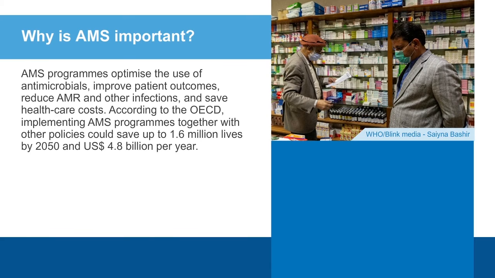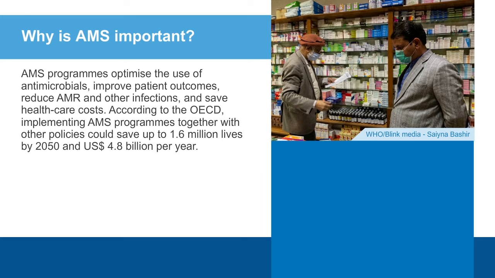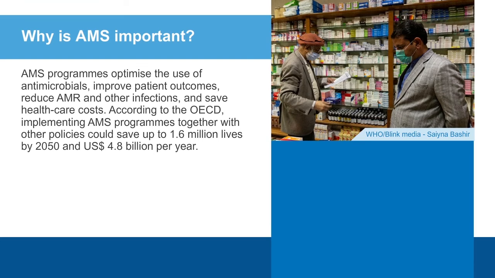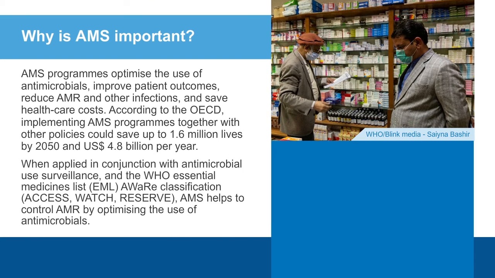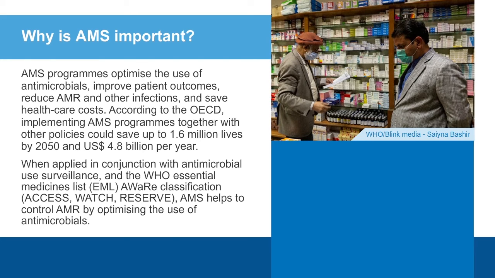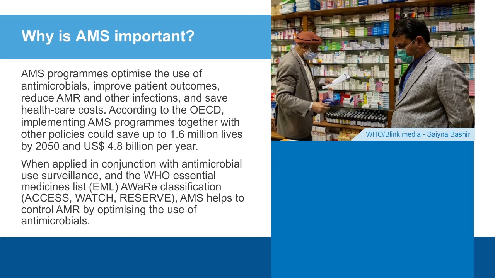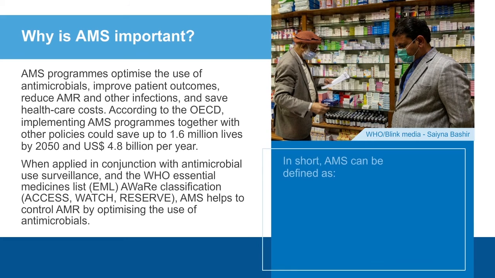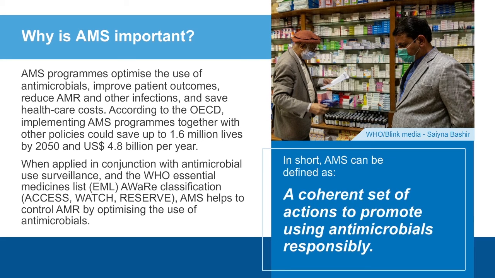AMS is one of 3 pillars of an integrated approach to health systems strengthening. The other 2 are infection prevention and control, IPC, and medicine and patient safety. When applied in conjunction with antimicrobial use surveillance and the WHO Essential Medicines List, AWARE, Classification of Access, Watch, Reserve, AMS helps to control AMR by optimizing the use of antimicrobials. Therefore, in short, we can define AMS as a coherent set of actions to promote using antimicrobials responsibly.